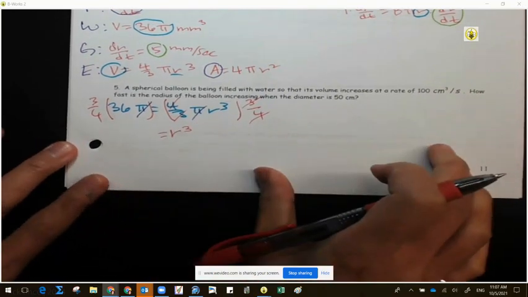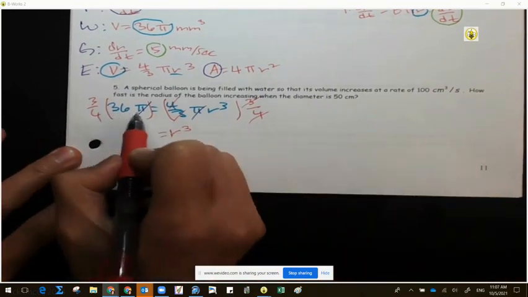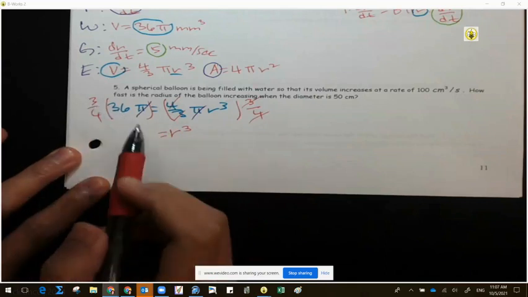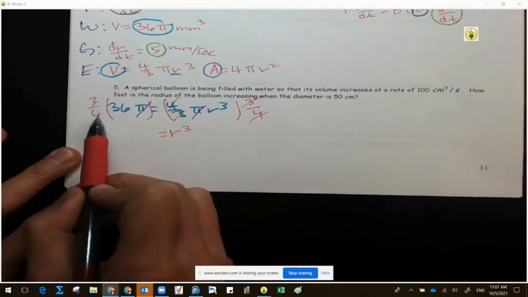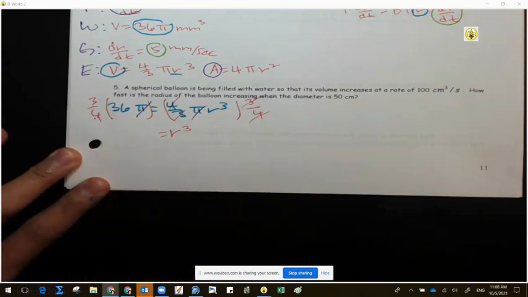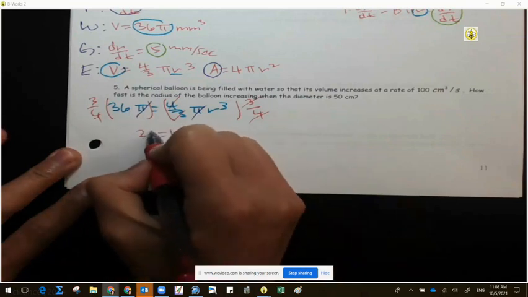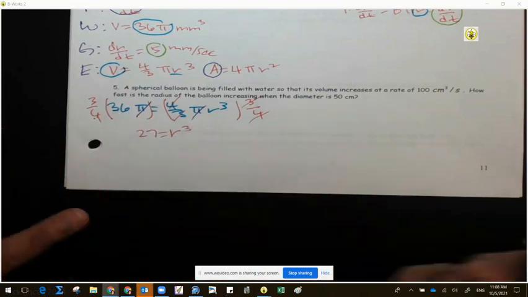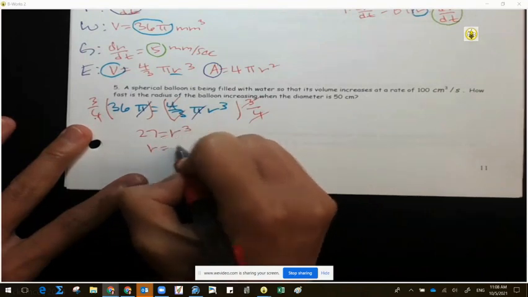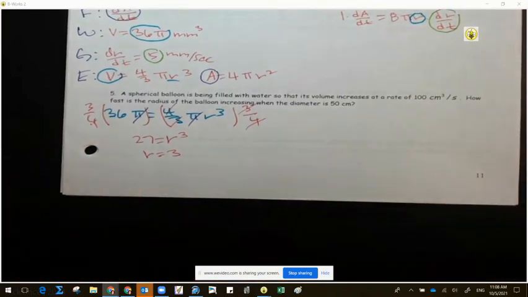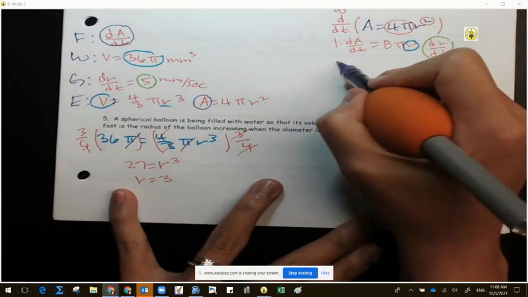So here's an easy way to go about this problem. Instead of doing 36 times 3, why not do 36 divided by 4? How many is 36 divided by 4? 36 divided by 4 is 9. 9 times 3 is 27. So what must be our r? 3. So now let's plug that into our equation.